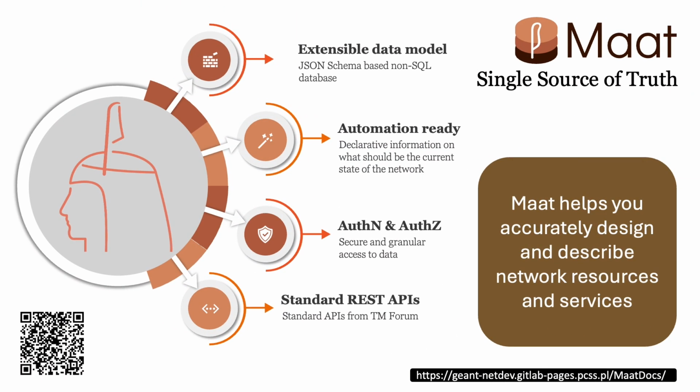Maat is designed to be an extensible, reusable, and automation-ready source of truth for defining and managing your network resources and services. It provides open, standards-based APIs to access a scalable database with an extensible data model and integrated validation. It also comes with a dynamic graphical user interface and a separate notification engine.